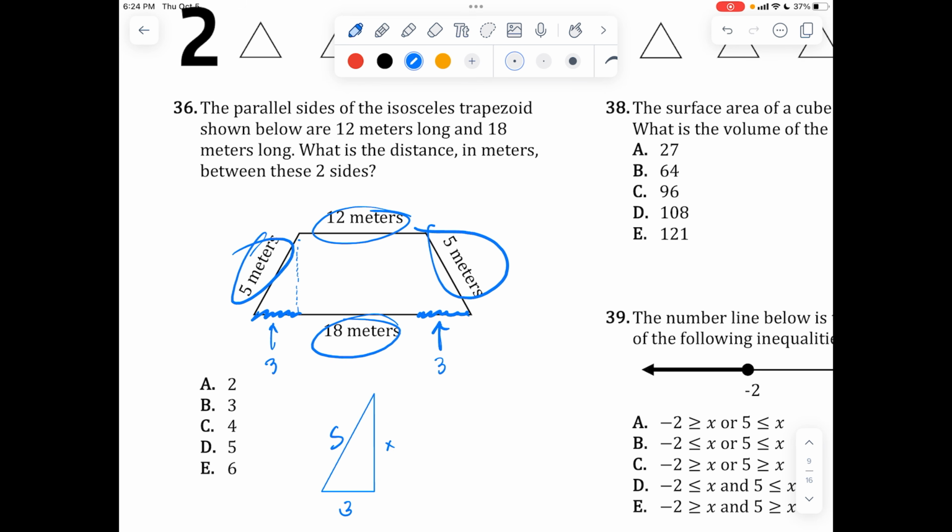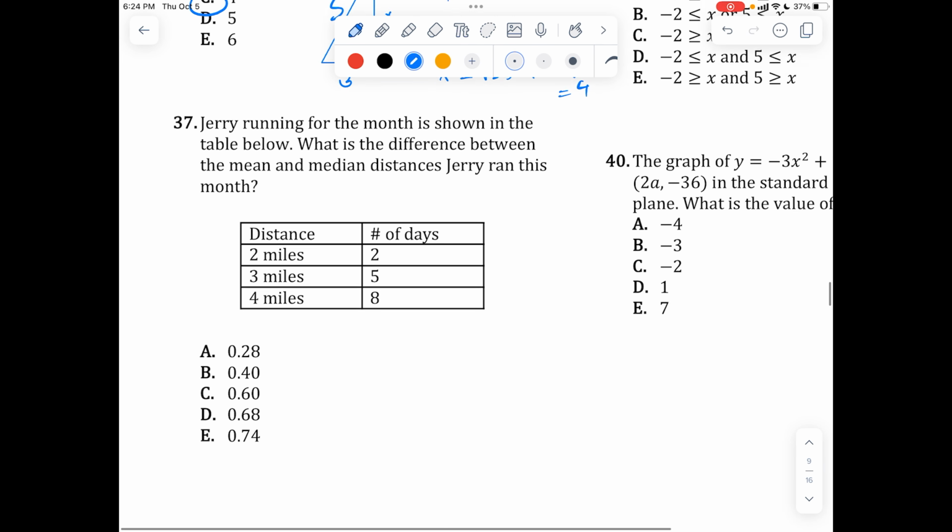I can find this last side, this is the side that we're interested in, right? So I could just do Pythagorean theorem. So x squared plus 3 squared is equal to 5 squared. X squared is equal to 5 squared minus 3 squared. X is equal to square root of 25 minus 9, which is equal to square root of 16, which is equal to 4. Just a 3, 4, 5 triangle.